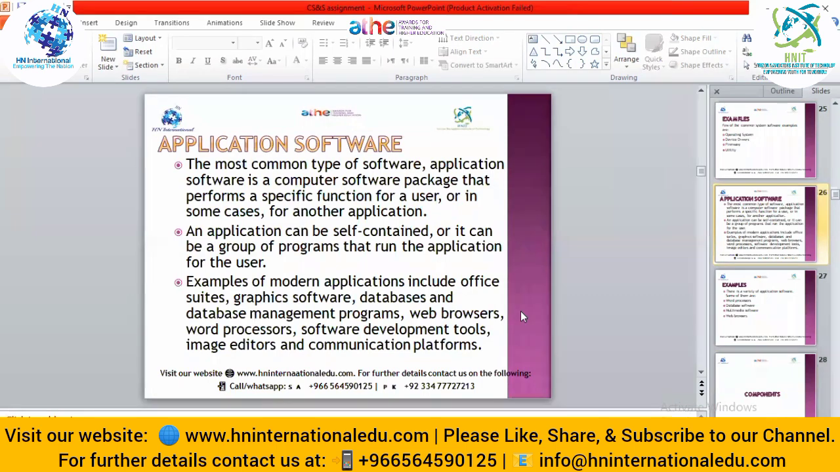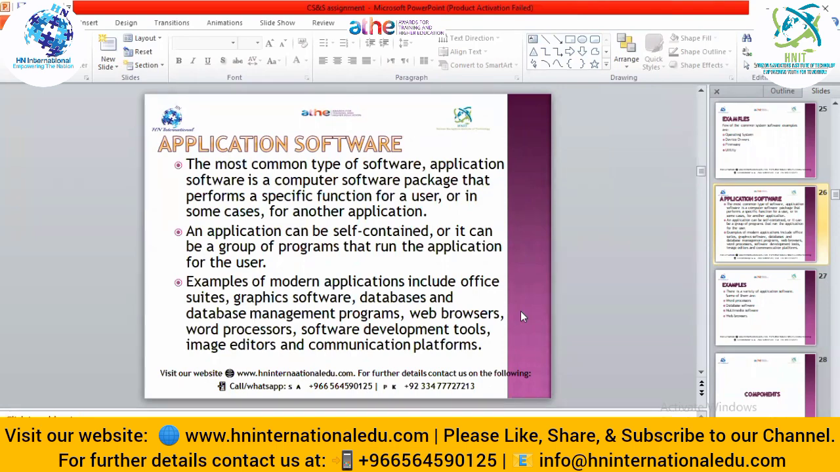Application software that are used by the end users. Like for our personal use, we have to install the additional software inside the computer. These are the application softwares. Like we have to install the Microsoft Word, Microsoft PowerPoint, Microsoft Excel, web browsers, different other applications like CorelDRAW. These are the application software.